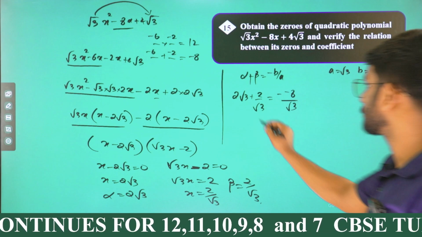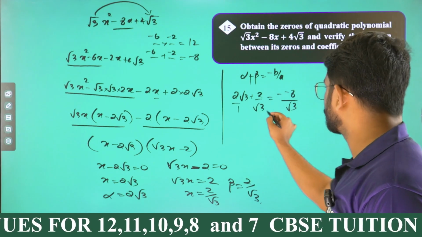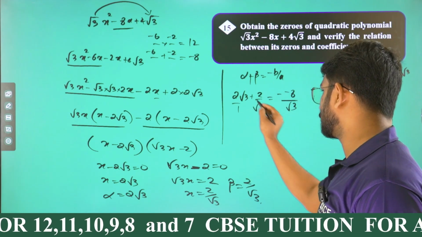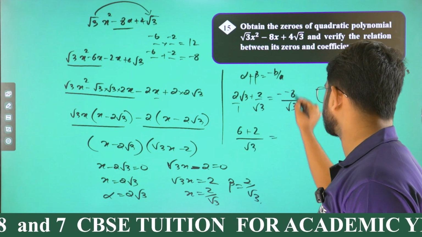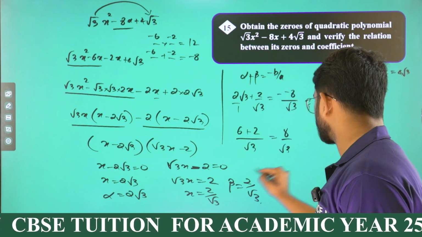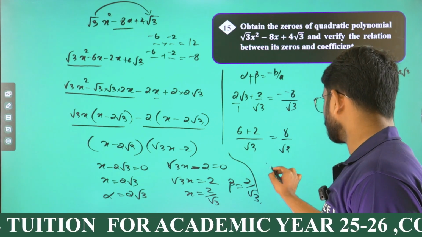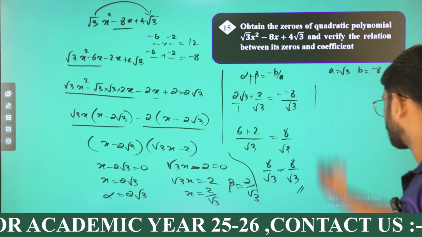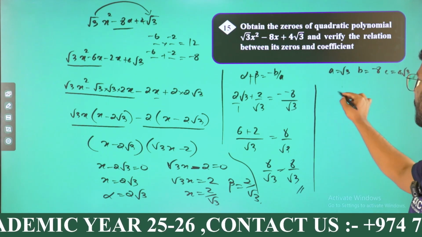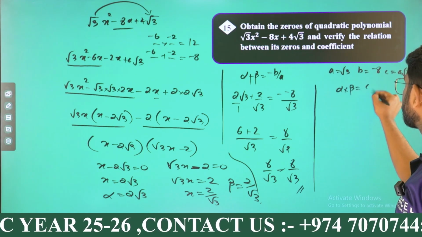Yes. So we can cross multiply here. Then it become 2 into root 3 into root 3. 3 into 2, 6 plus 2 by root 3 is equal to negative become positive 8 by root 3. So 8 by root 3 is equal to 8 by root 3, hence verified. First one over. Next one, alpha into beta is equal to c by a.